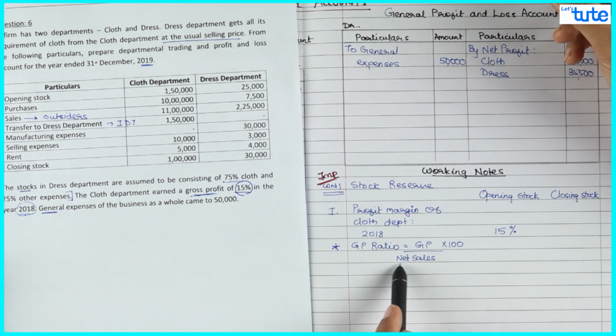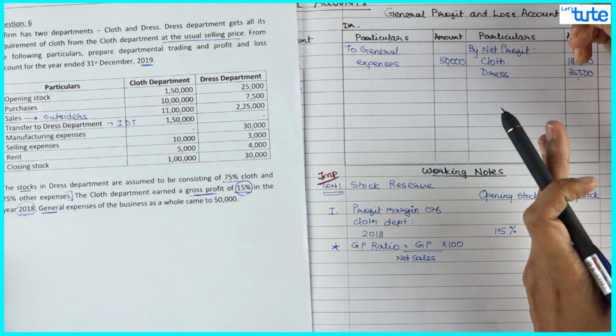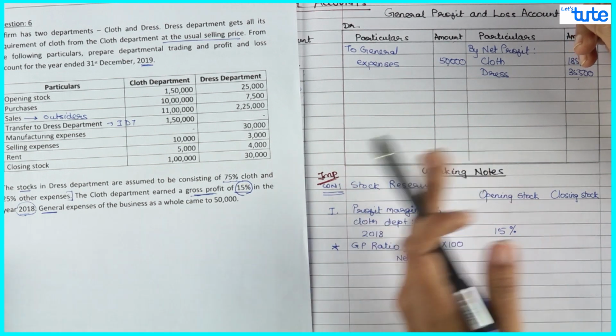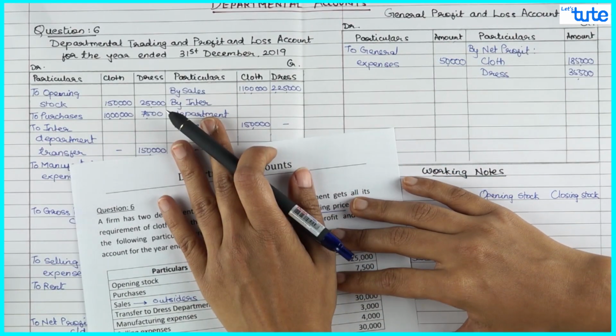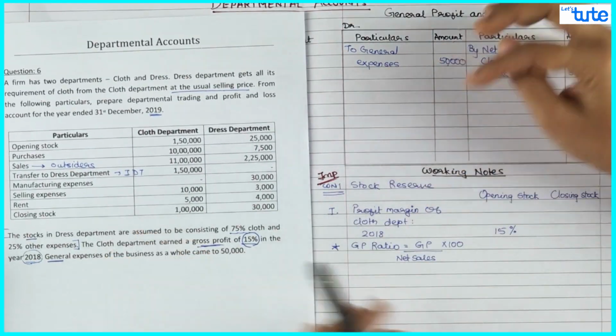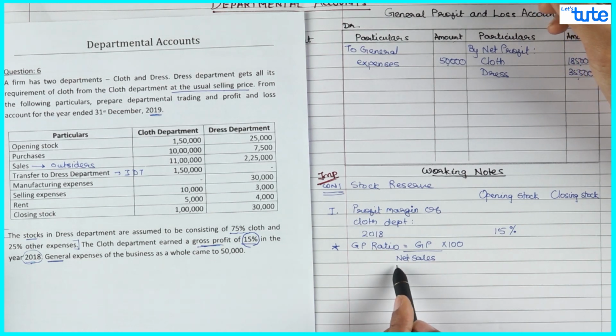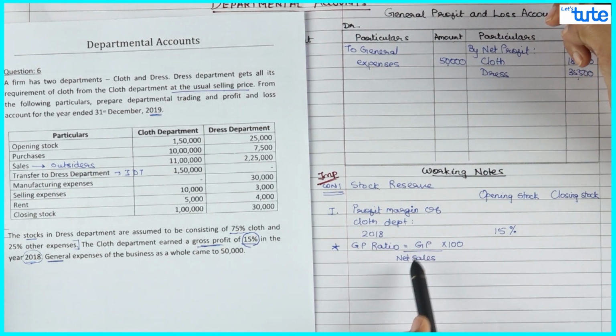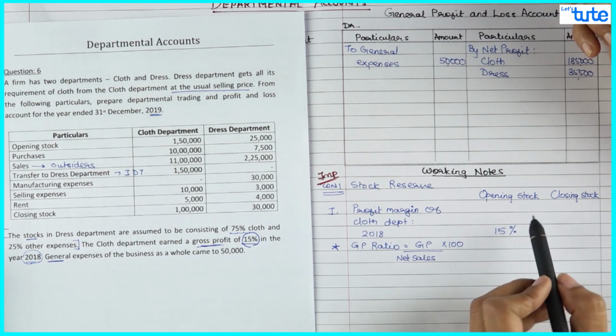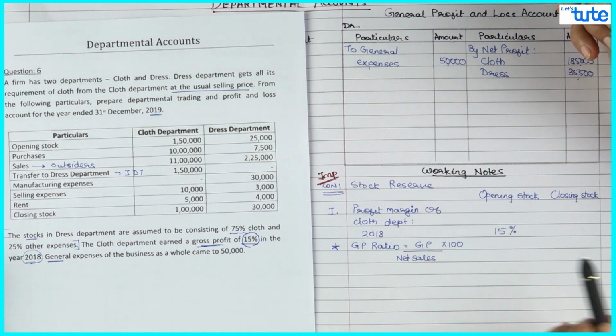And when we use this word net sales, it means sales minus sales return. So if there is any sales return, which is not there in the current question, you need to deduct that and find out net sales. So GP upon net sales into 100 is your formula. Now for the first opening stock, it is given.